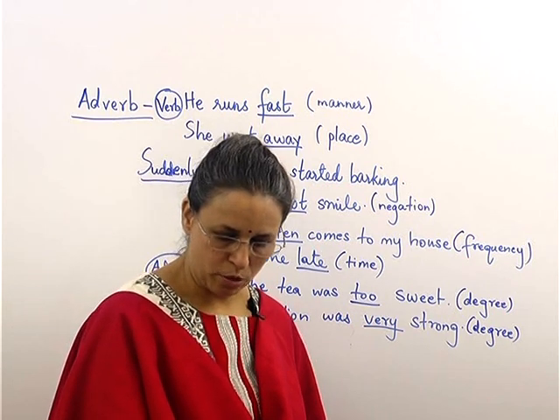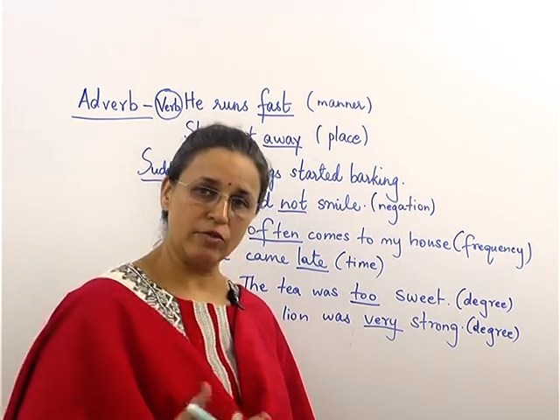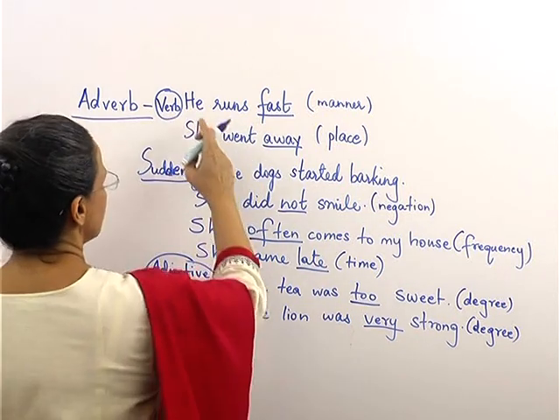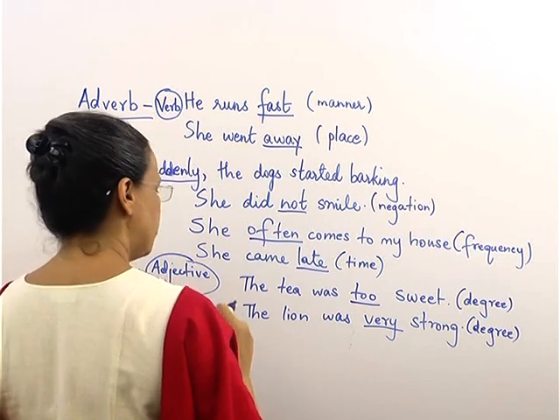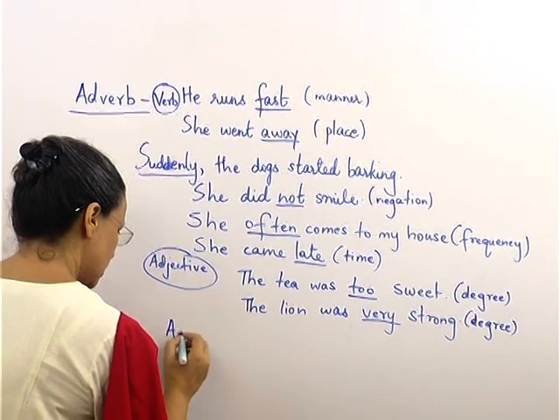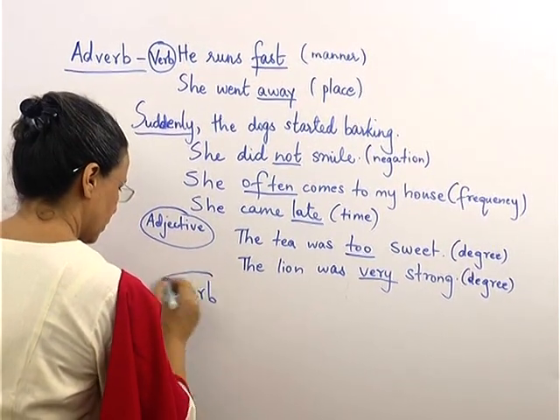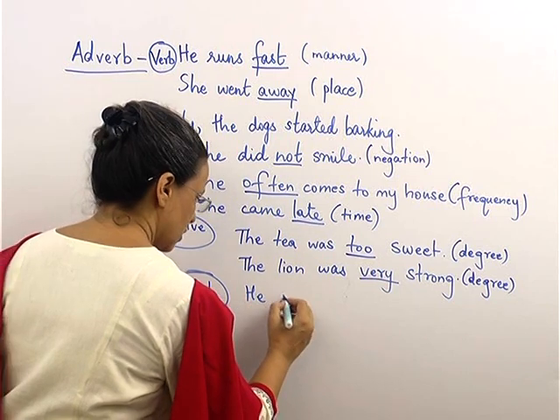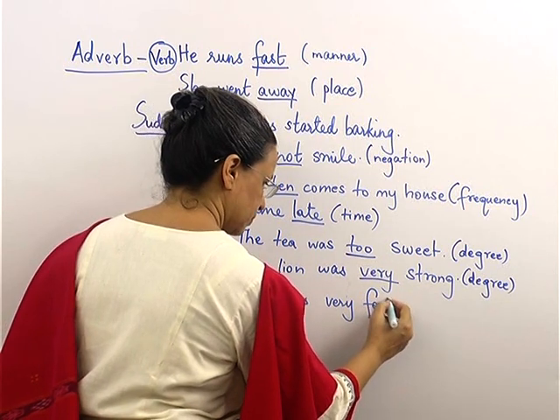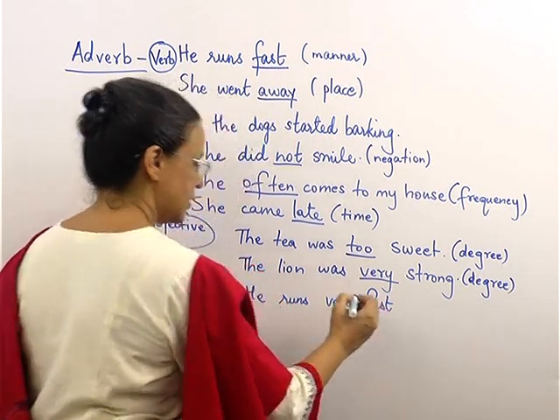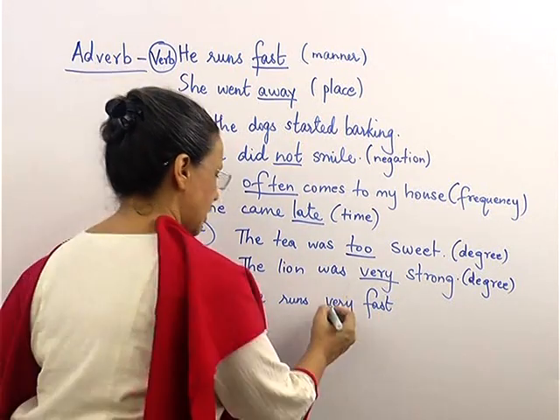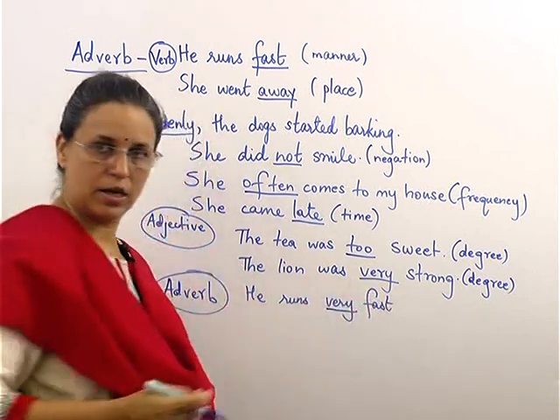Next type, it tells you about another adverb. That means adverb will tell you more about another adverb. For example, here when we saw he runs fast. If in case you made it, he runs very fast. Okay, so it can tell you about adverb also. He runs very fast. So here fast is actually how he runs. So it is an adverb already. And this is telling you more about another adverb.